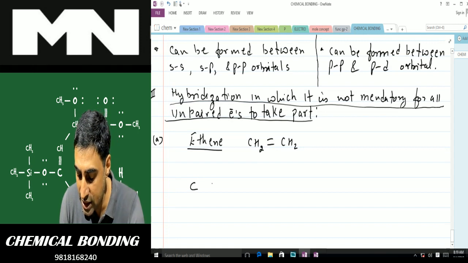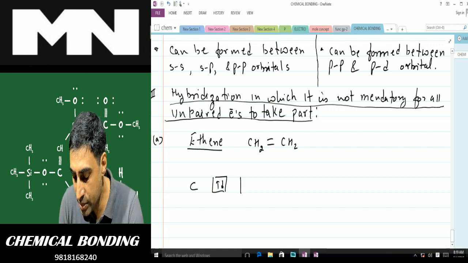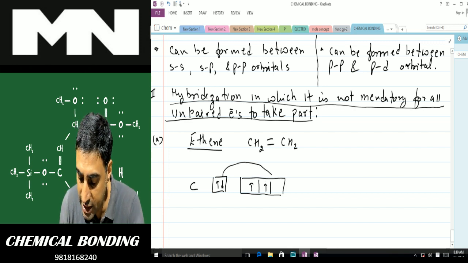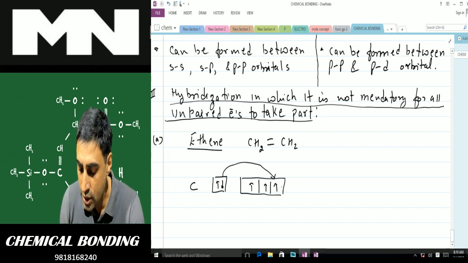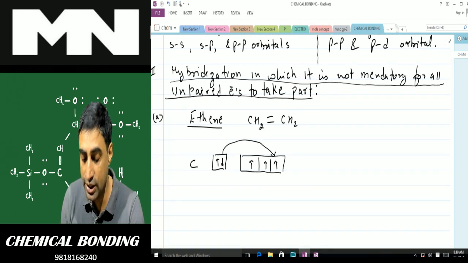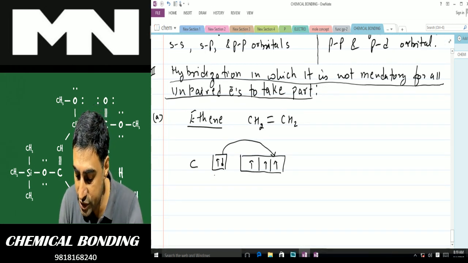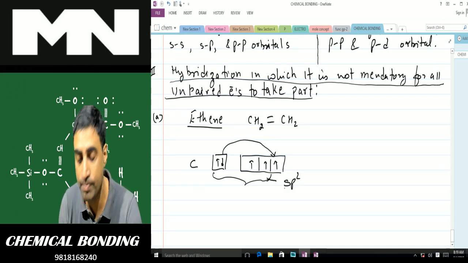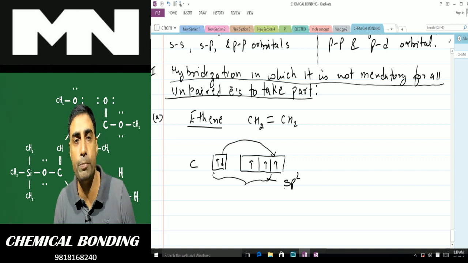Well, carbon again has 2 electrons in the S subshell. Carbon has 2 electrons in the P subshell. As I taught you earlier, one of the electrons from S will jump to P. That will lead to the formation of 4 unpaired electrons. But in hybridization, only these 3 electrons are taking part. That's why the hybridization is sp2, 1 of S and 2 of P.